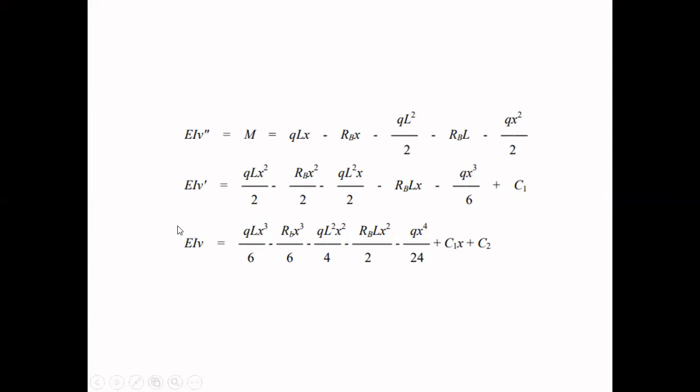Then again, on integrating this equation, we'll simply get qLx cube by 6 minus Rbx cube by 6 minus qL square x square by 4 minus RbLx square by 2 minus qx^4 by 24 plus c1x plus c2.